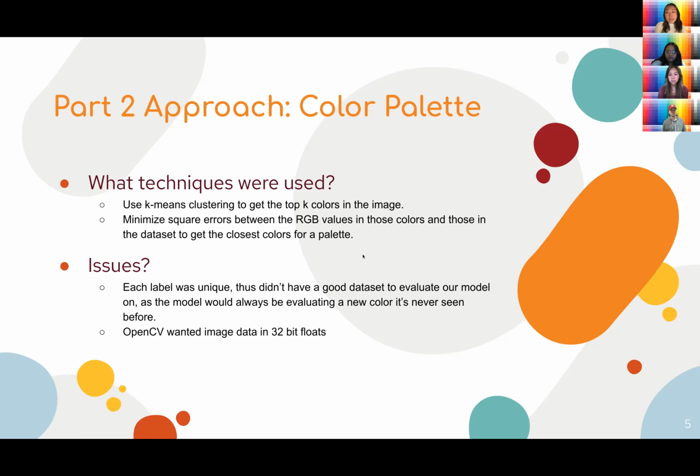Initially, we tried making a neural network for this, but then we realized that because each color in our data set is unique, there wasn't really a way for us to evaluate performance. And the minimum square error seems to get pretty accurate results anyway, so we just stuck with that. While debugging, another issue we had was that OpenCV wanted the NumPy arrays of our image data in 32-bit floats for the k-means clustering instead of what we had before. So we had to convert that.